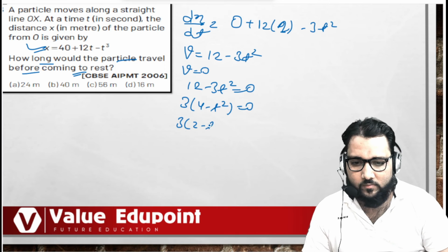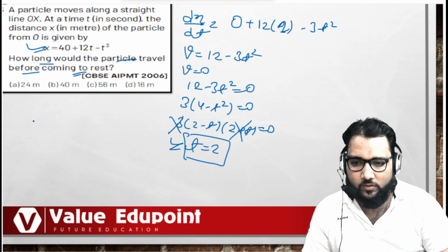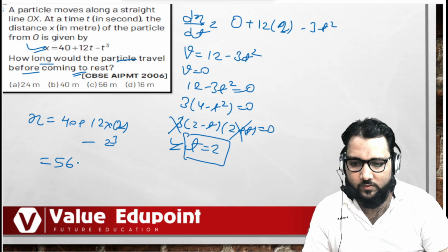Again, by factorization, this cannot be 0, this cannot be 0. So t is equal to 2. Okay, when you put t equals 2 in this expression, this will give the distance. So that will come out to be 56 meter. Is it okay, guys?